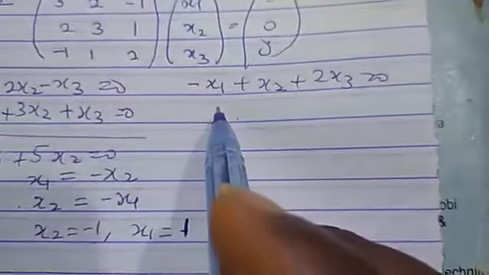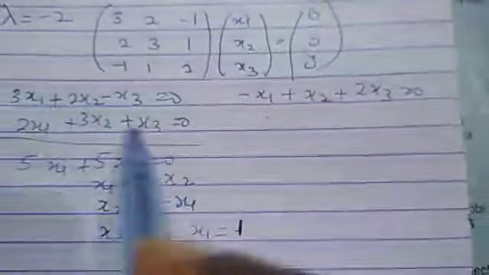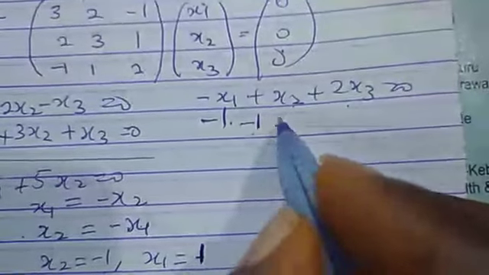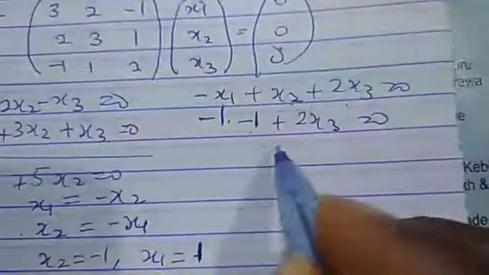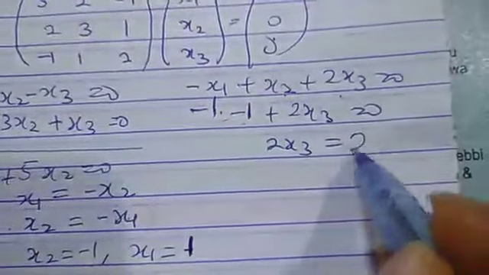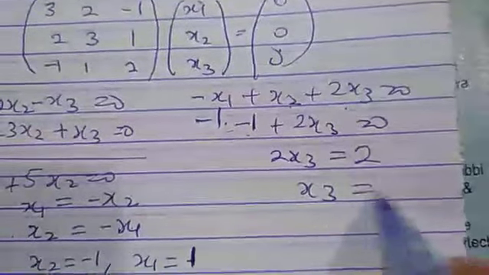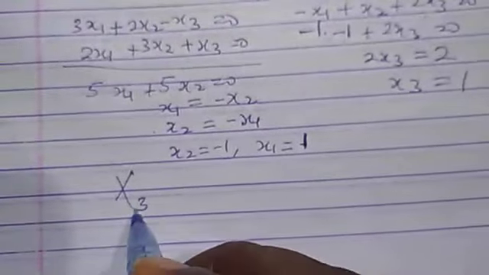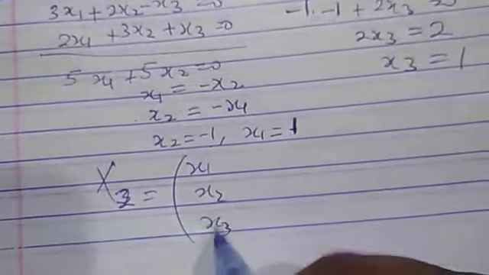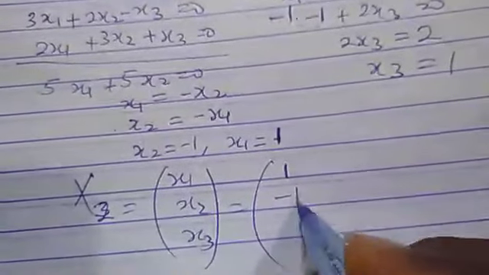Since we have known our s2 and s1, we can substitute them in any of the equations to know our s3. This is minus 1, our s2 is minus 1 already, plus 2s3 equal to 0. From this place, we have 2s3 is equal to, this is minus 2, when it comes to the other side it becomes 2. Then s3 is equal to 1. So the second eigenvector will become 1, minus 1, 1. So this is our second eigenvector.